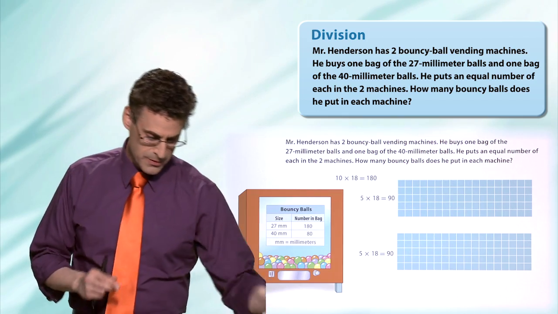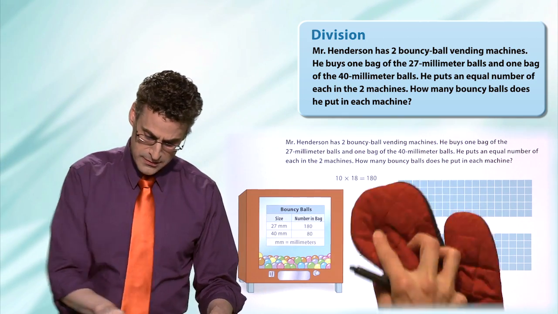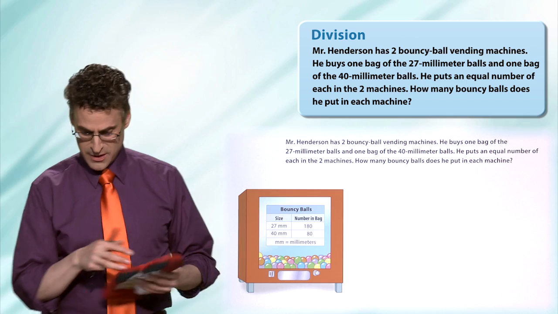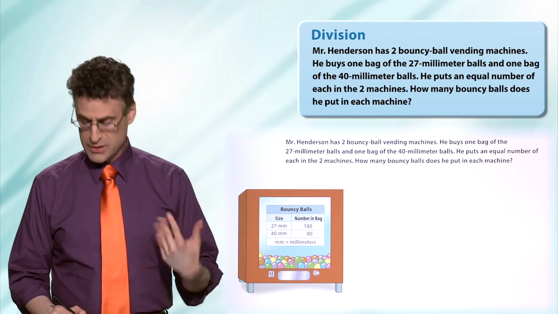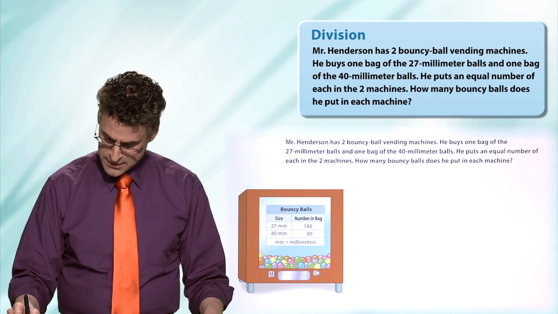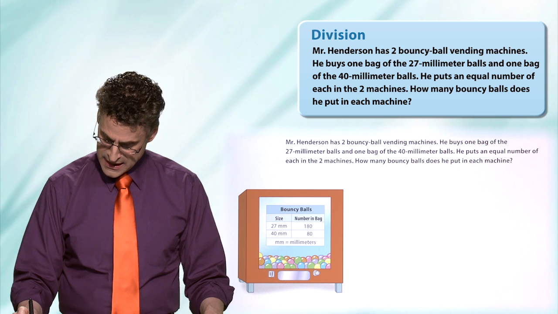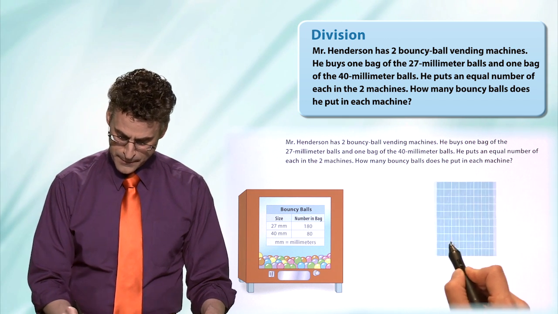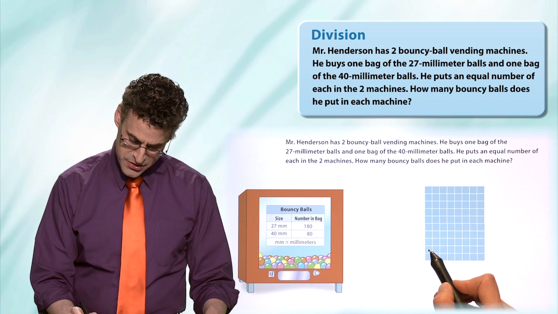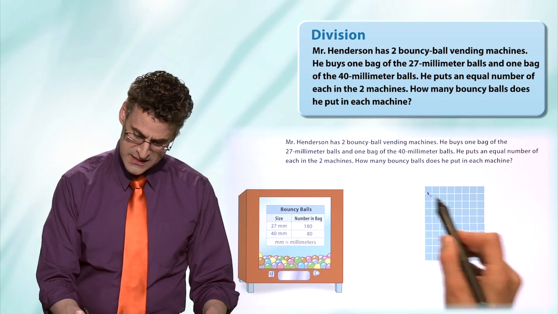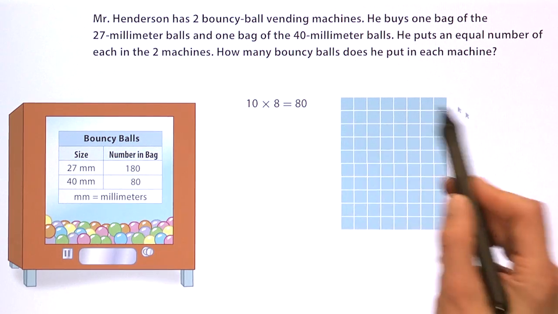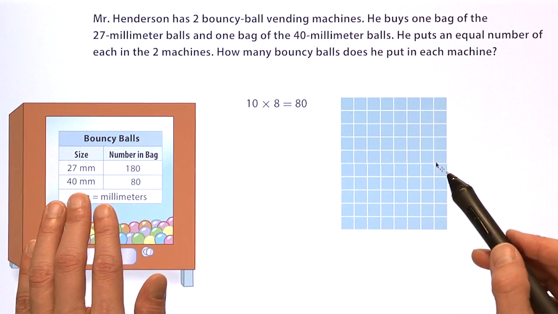Okay, so I'm going to wipe all this away. Here we go. Ah, there we go. Now, where do we start here? We're going to start with 80. So how can I model 80? I can model 80 by doing this. And let's see that this is 80. 1, 2, 3, 4, 5, 6, 7, 8. 1, 2, 3, 4, 5, 6, 7, 8, 9, 10. And we know that 10 times 8 is 80. So in fact, we see 10 times 8. So this models the 80 bouncy balls of size 40 millimeters.